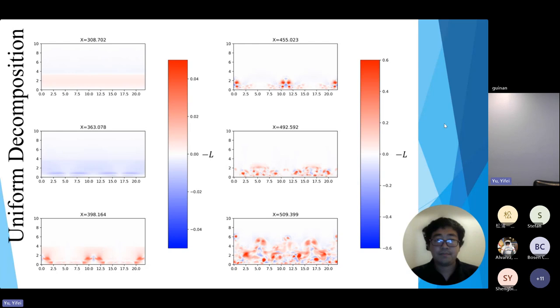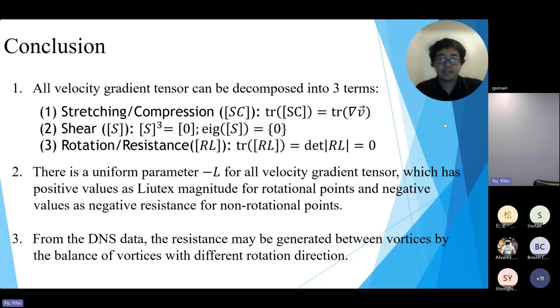And at last, the conclusion. The velocity gradient tensor in all three cases can be decomposed into three terms: stretching or compression, shear, and rotation or resistance. In this talk, we developed a new uniform parameter for all velocity gradient tensors, negative L. It appears as positive values for a rotational point as the Liutex magnitude, and it appears as negative values for a non-rotational point as the negative resistance. From our DNS data, we may think that the resistance is generated between vortices due to the balance of the different rotation directions.